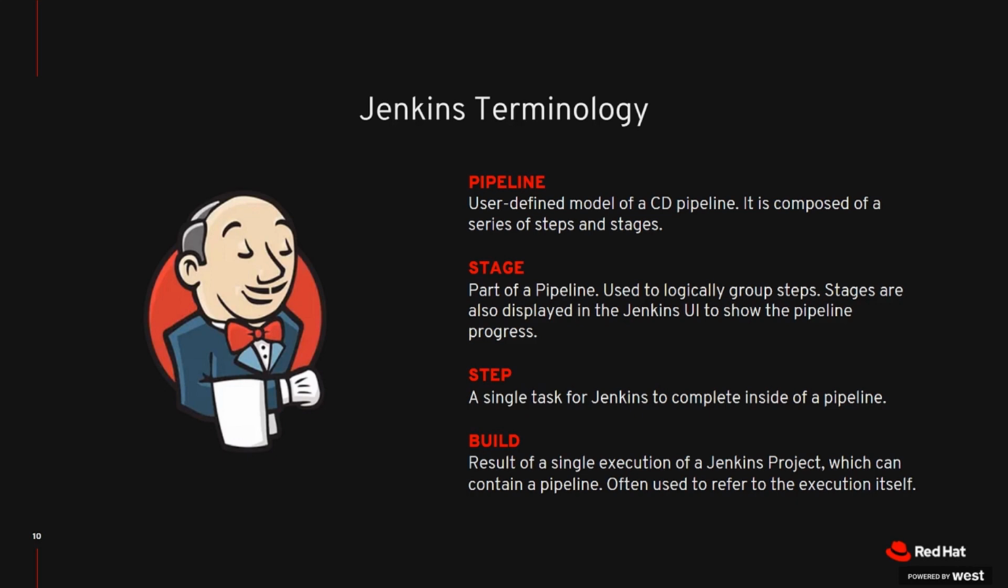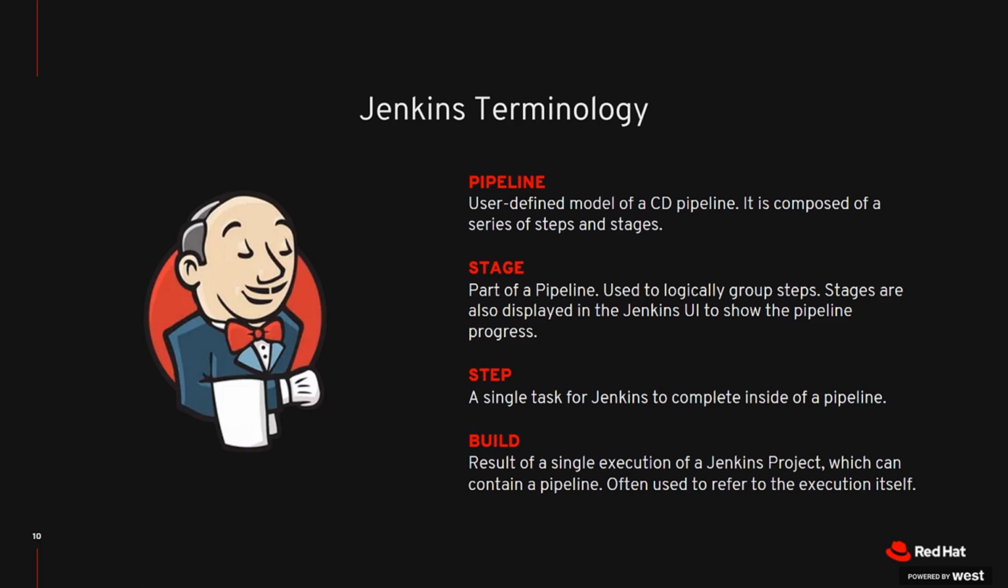All right, so let's talk a little bit about Jenkins terminology. In Jenkins, there are several types of things that we need to be aware of. In our simple demo, there's really four that we're going to focus on. The first is a pipeline. And a pipeline is just simply a user-defined model of a continuous delivery pipeline. It's composed of a series of steps and stages.